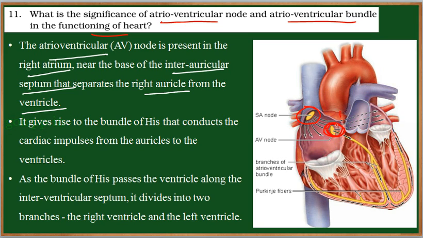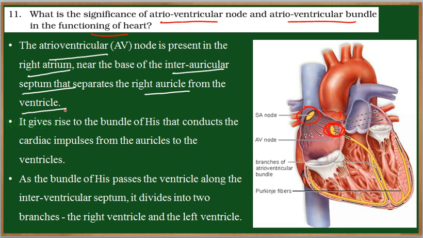So, it is located in the right atrium near the interauricular septum present between the two auricles, towards the right auricle and the ventricle. That means towards the base of the right atrium. So, it is called the atrioventricular node.